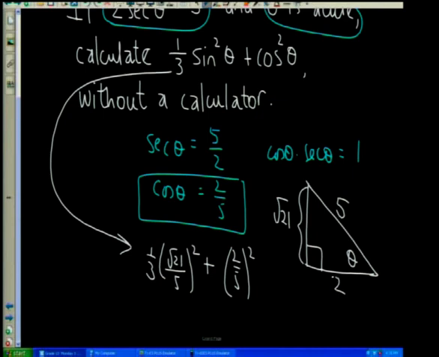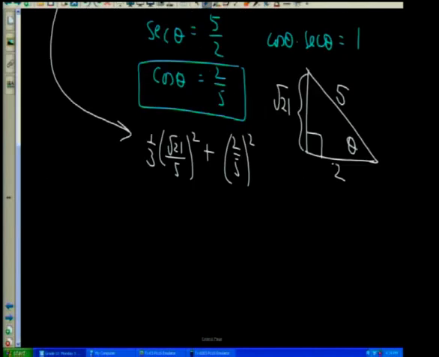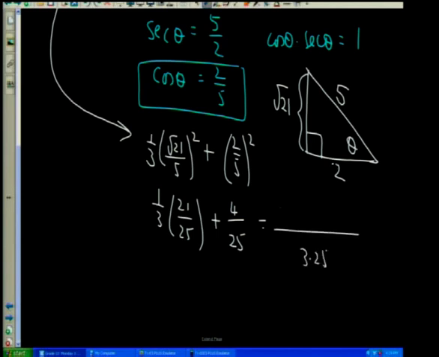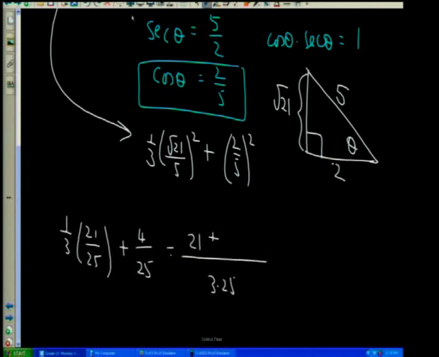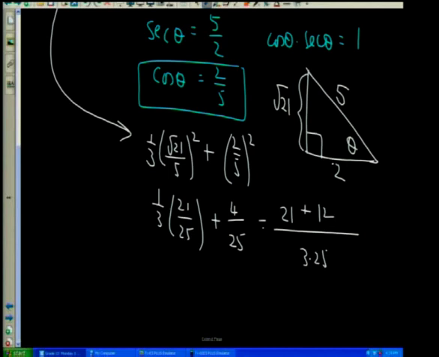Okay, so sine is opposite over hypotenuse, and this one is adjacent over hypotenuse. So my opposite of theta is root 21, and my hypotenuse is 5. So if I now just keep going, I get a third of 21 over 25 plus 4 over 25. So my common denominator is 3 times 25, so this one is just 21 plus 3 4s are 12. And we get 33 over 75.